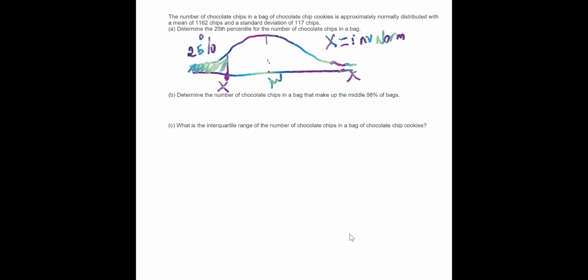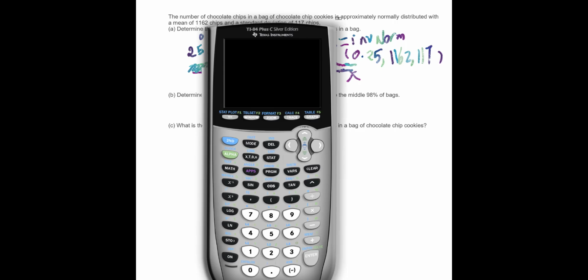And the inverse norm requires 3 values inside the function. The first value is the area to the left of my target, and my target is X, and the area to the left of it is 0.25. The second value is the mean, you already have it, 1162. And the third value is the standard deviation, which is 117. And let me show you how to do this on the calculator.